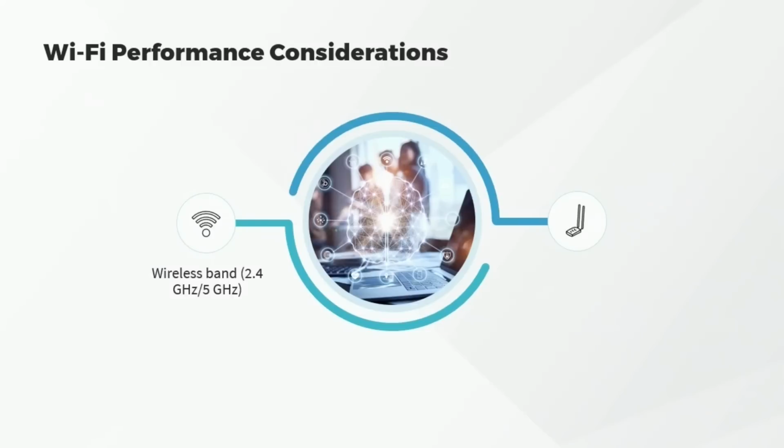And while the 5 gigahertz band is less susceptible to interference, it typically doesn't penetrate walls and obstacles as well as the 2.4 band. So if you have a lot of barriers to deal with, then changing to the 5 gigahertz band might not result in any improvement at all, and in fact it might even be worse.